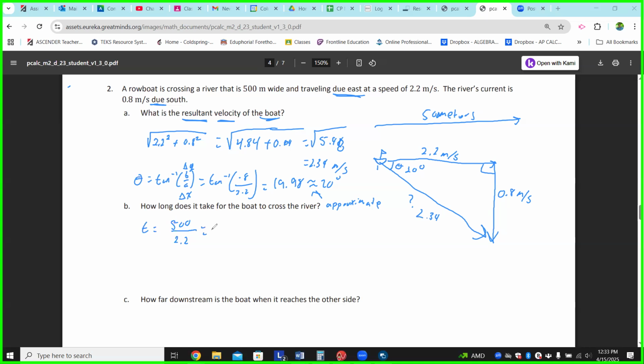We're going to account for it. We're just not quite there yet. So right now we're just going to see if we did not have any current, what would the measurement be? Great. So without current, it would take us 227.273 seconds to get across. Roughly 3 minutes and 47 seconds.